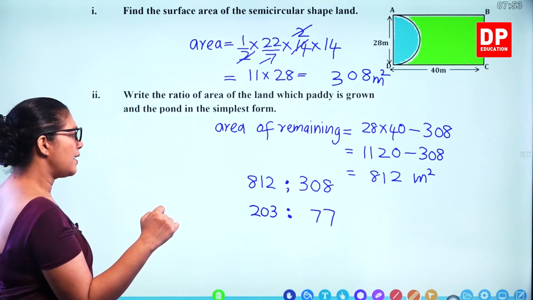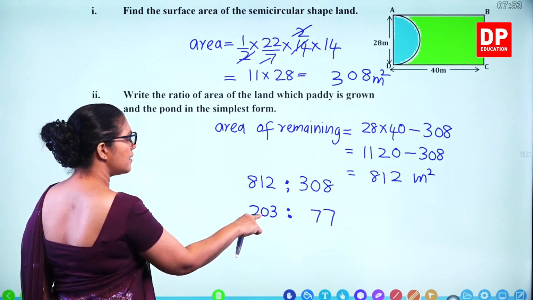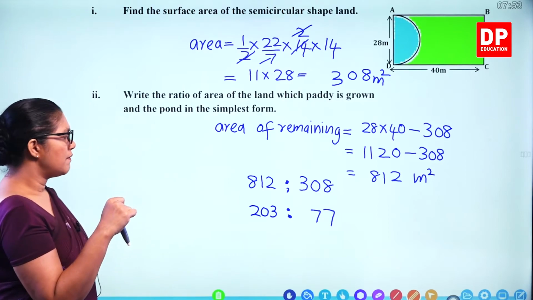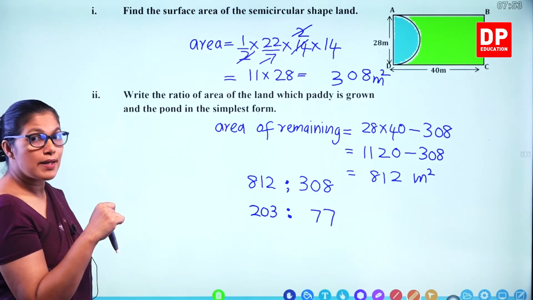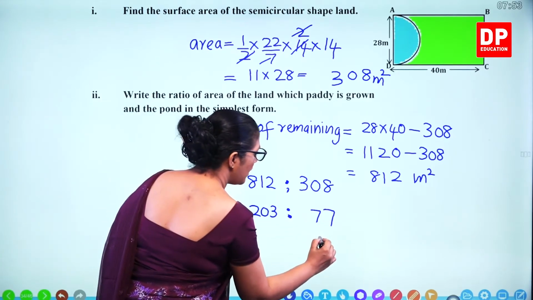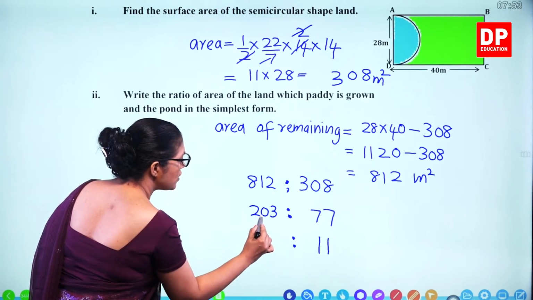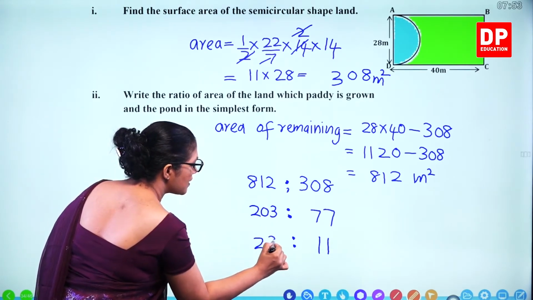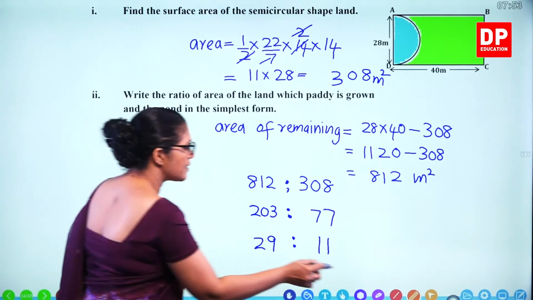Divide by 11. Can we do that? You can't do that. Divide by 7. Divide by 7 you can do. So 11. Here 7 times 2, 14. For 63, 7 times 9. So this is the ratio in the simplest form.